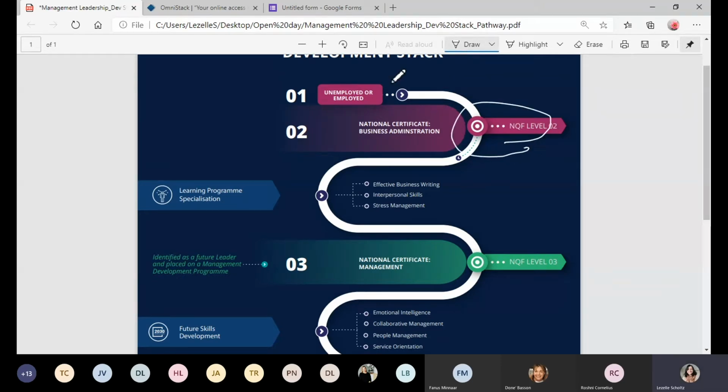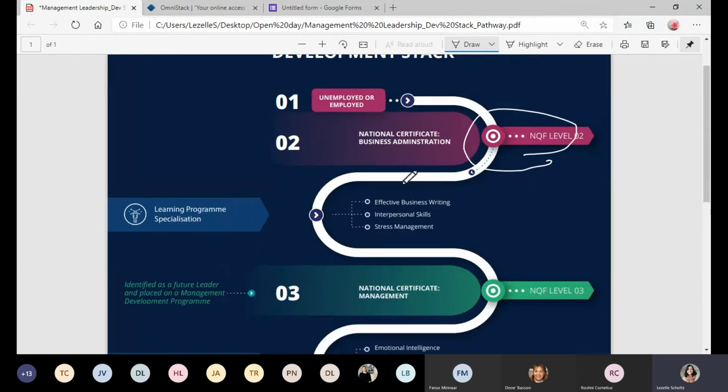And you'll see at Omni, we offer a qualification called the Business Administration Qualification. So this would also be a work readiness program where we introduce the individual to work readiness skills. Apart from that, the individual at this stage could start and achieve a national certificate, the first qualification in the workplace. Besides that, we could also look at various programs where they could specialize in certain aspects like effective business writing, interpersonal skills, and also stress management.